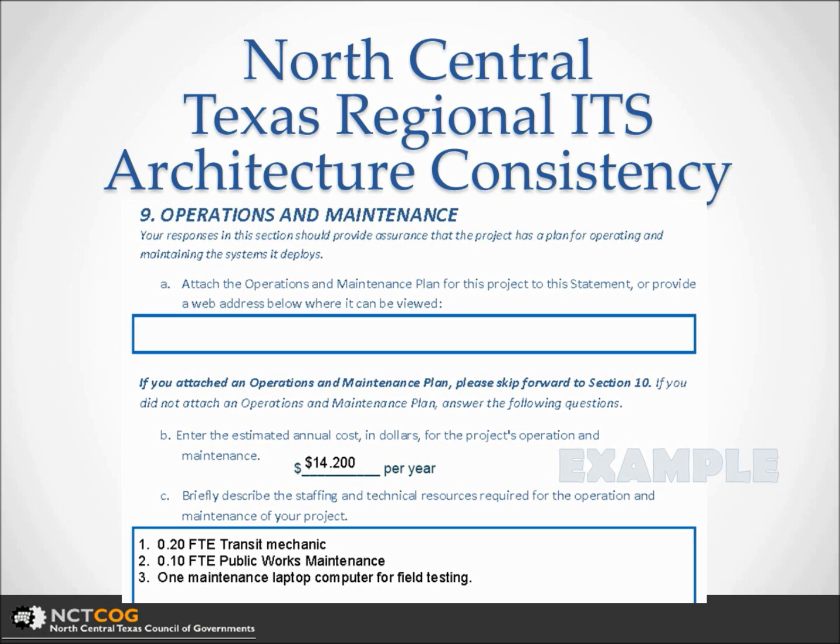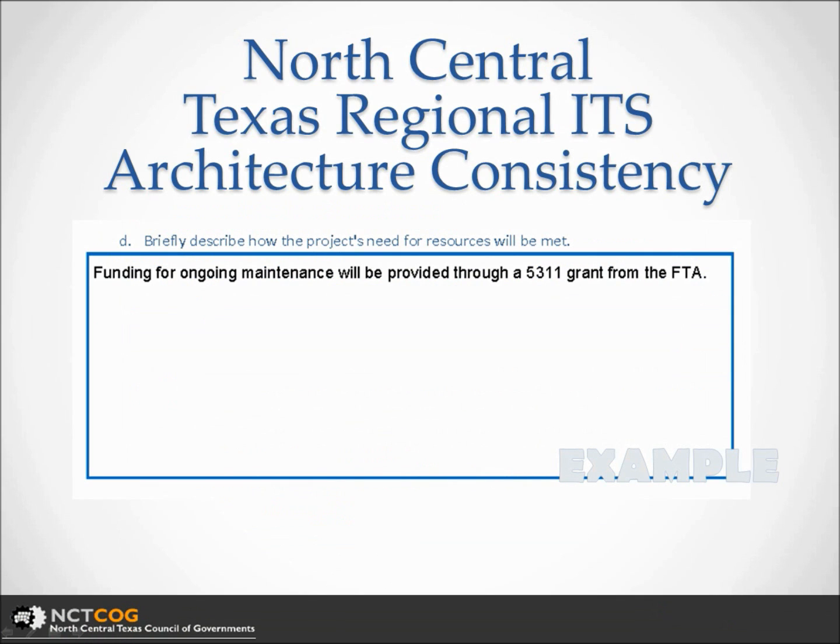It is important that this information be accurate and correct, and NCTCOG, the Council of Governments, will use this information and consider its reliability and accuracy. Also asked under operations and maintenance is to briefly describe how the project's needs for resources will be met. This project said funding for ongoing maintenance will be provided through a 5311 grant from the FTA.